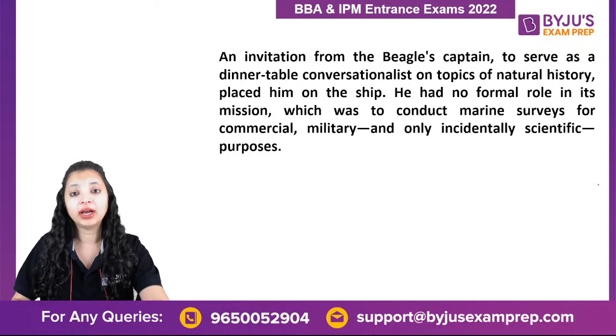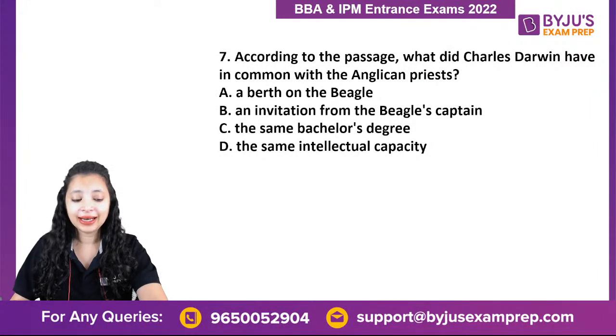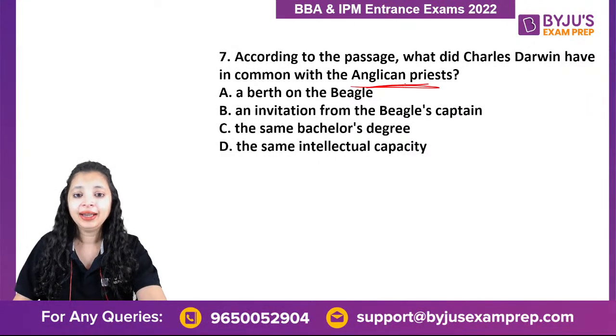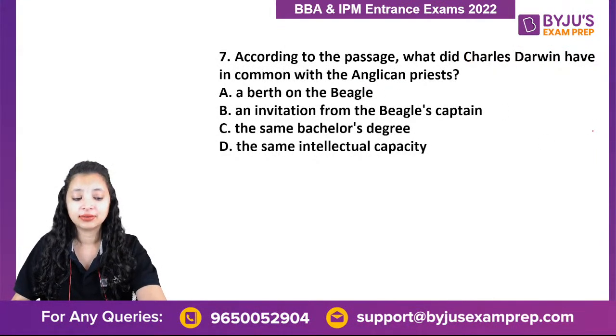Okay, let's have a look at the questions now. Question number 7 was, according to the passage, what did Charles Darwin have in common with the Anglican priest? So what was common? What according to you the answer should be? In one line these kind of priests were mentioned and they were compared to Charles Darwin. Rather, Charles Darwin was compared to Anglican priests. What was the relationship between them? What's your answer here?